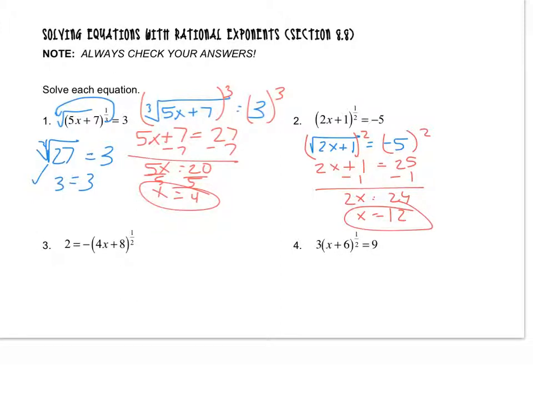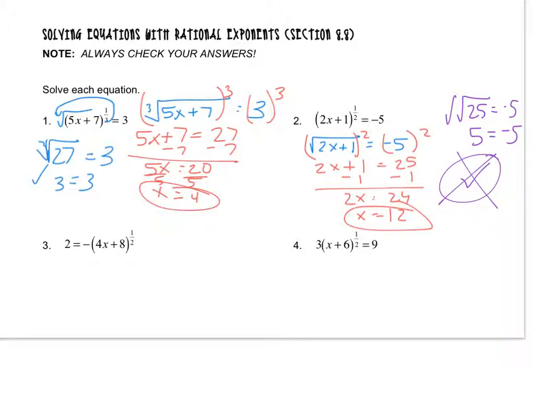I check my answer by filling in my equation, so 12 here times 2 is 24, 24 plus 1 is 25. So in my check I have the square root of 25 equals negative 5. So the square root of 25 is 5. 5 does not equal negative 5. So this does not check out. Bad.